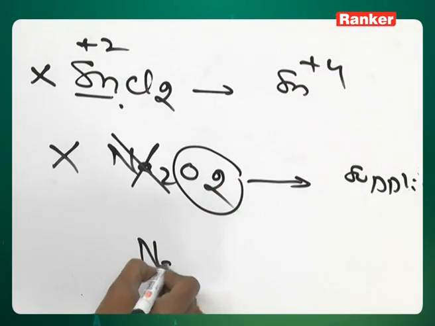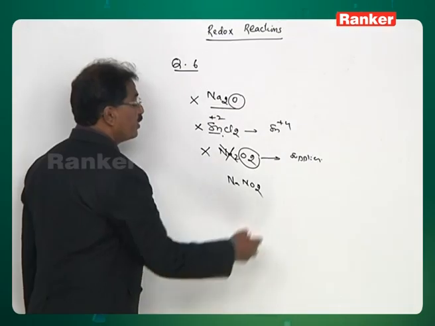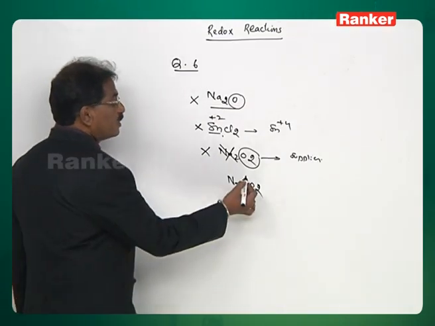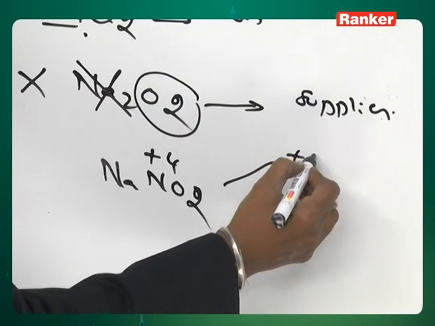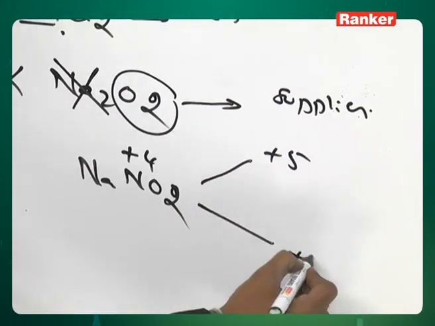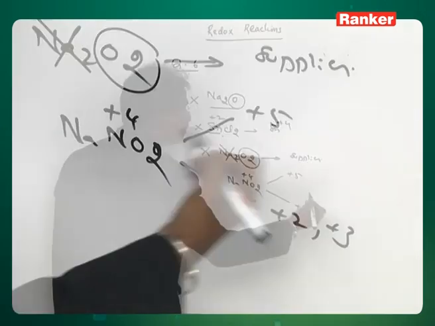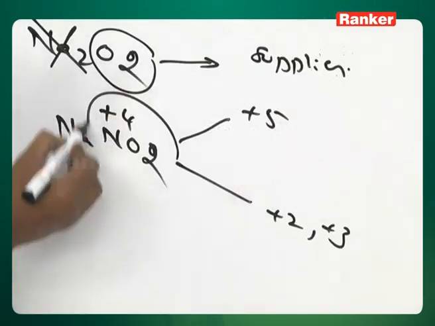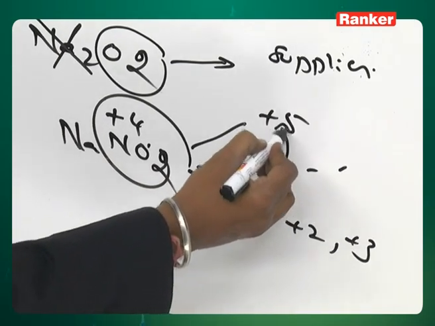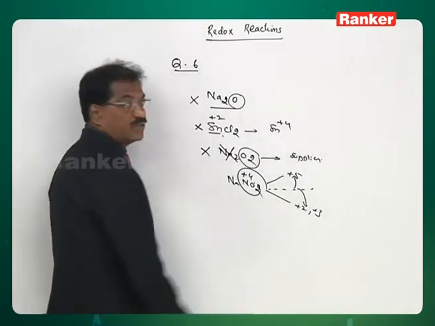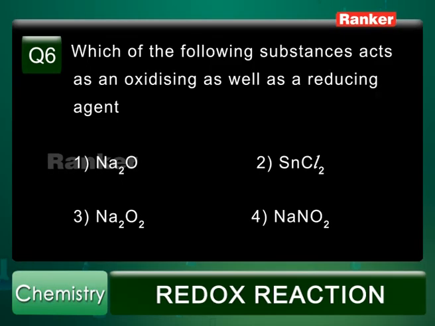Next, in the fourth option, they have given NaNO2. Here in this NaNO2, nitrogen is in the +3 oxidation state. Therefore, either it can go to the +5 oxidation state or it can go to the +2 oxidation state. Since nitrogen is in one of the intermediate oxidation states, it can either act as an oxidizing agent or act as a reducing agent. Hence, the option is 4.